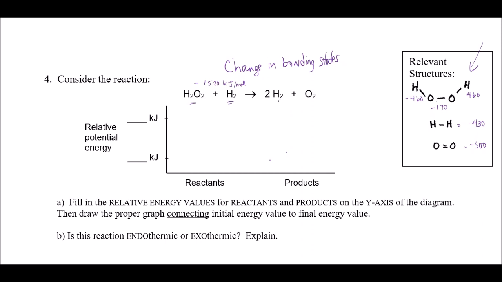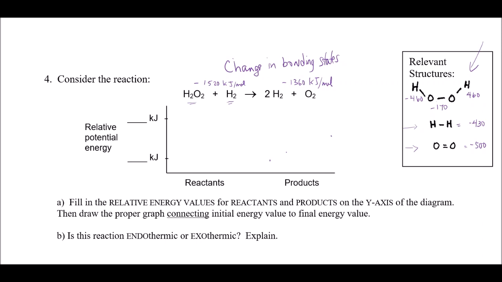And how about the ending? That's 2 hydrogen molecules, so 2 of these right here, and 1 oxygen, 1 of these. You should see that's a total of 860 plus 500. We're ending at negative 1360 kilojoules per mole.